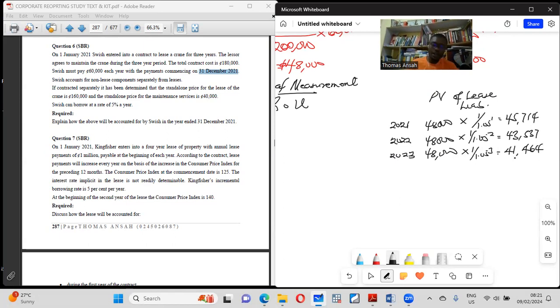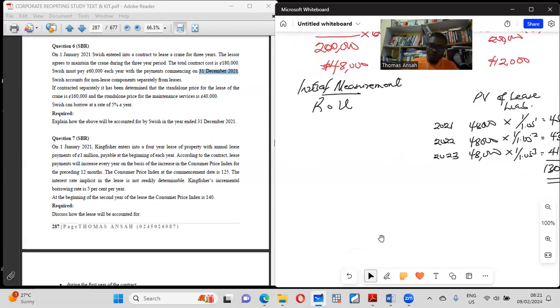All right, so that is what I have. Then I go ahead to total. If I total all these things, I have 45,714 plus 43,537 plus 41,464, and that gives me 130,715. So that is what I have. Now this is going to be the basis of my right of use.